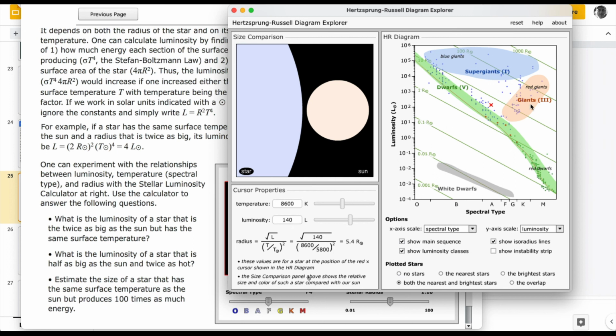There's some red giants here in this sort of zone, and there's some really big, rare stars called supergiants that are way up here. Some of them are blue, some are red. There's even some yellow supergiants. So that's kind of a weird, rare category.